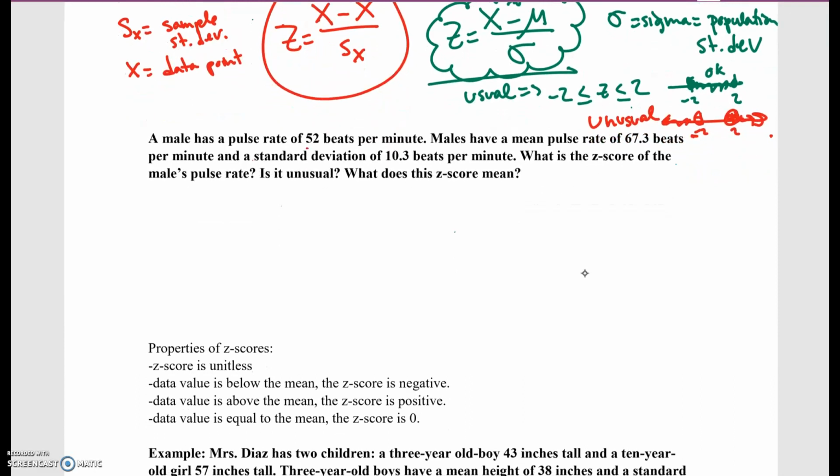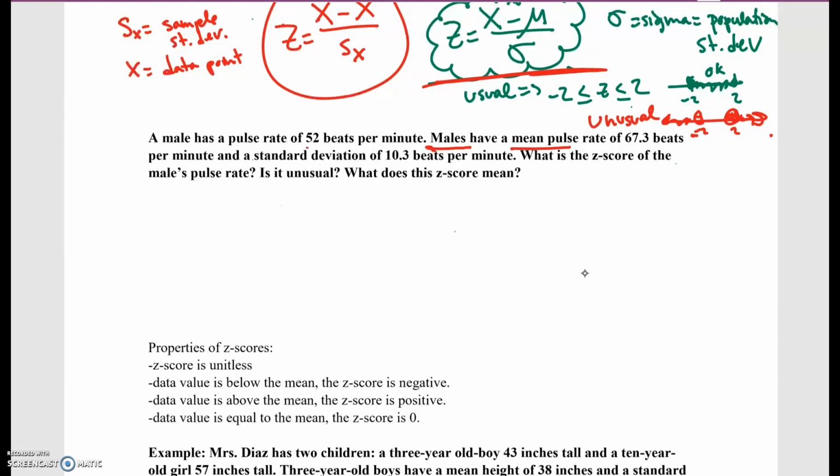So here's an example. A male has a pulse rate of 52 beats per minute. Okay, so maybe this is me. Males have a mean pulse rate of 67.3 beats per minute with a standard deviation of 10.3 beats per minute. So notice that it says male, so I'm assuming that this is all males. So that's why we're using the population. And for most of the part, we're going to use the population.